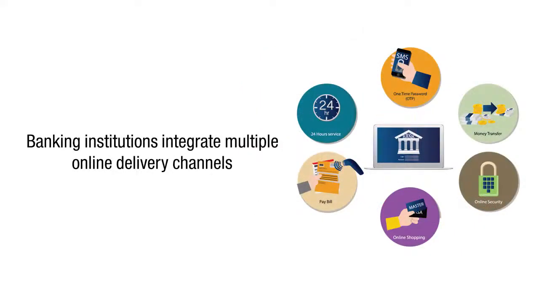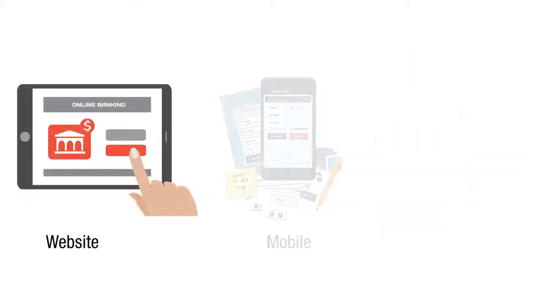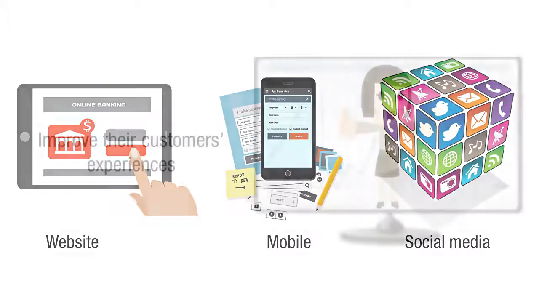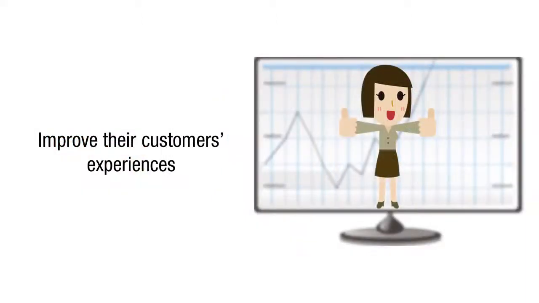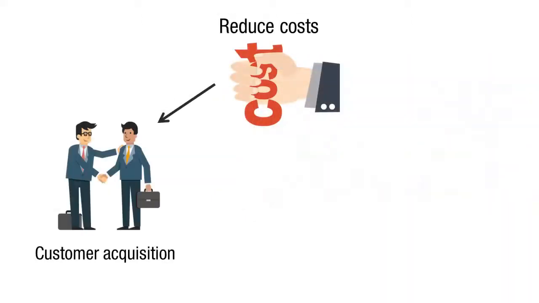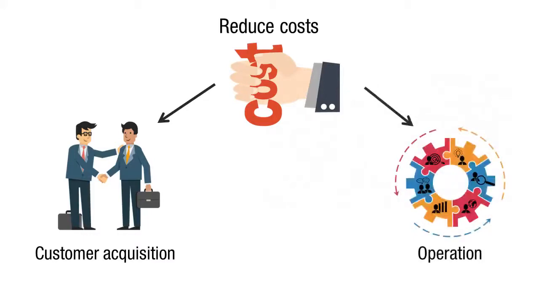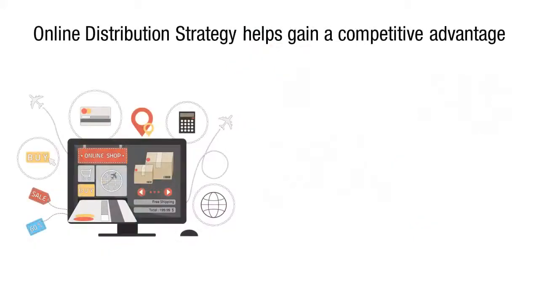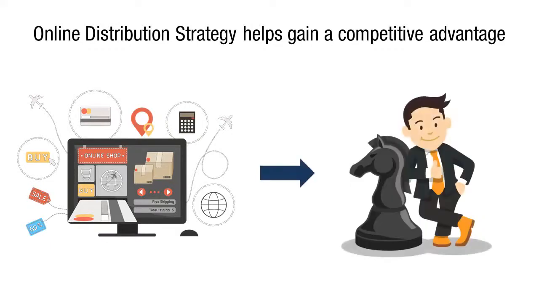Banking institutions integrate multiple online delivery channels, including website, mobile, and social media to improve their customers' experiences and reduce customer acquisition costs as well as operational costs. This online distribution strategy helps the business gain a competitive advantage.